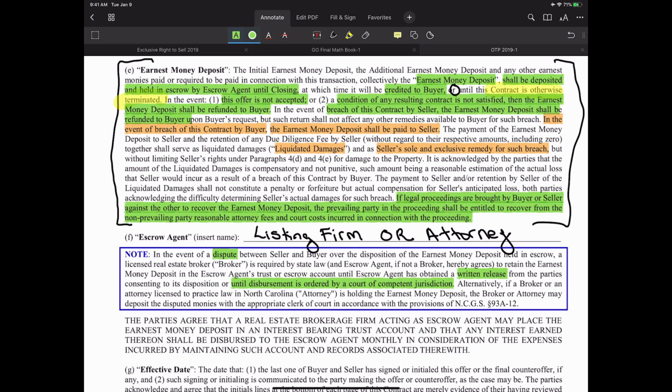And then there is a third remedy as well, where we will simply hold the money. We will give both parties notice, and then we'll hold the money for 90 days. At that point, if there's no agreement, we'll just turn it over to the clerk of court, and they can fight it out with the clerk of court at that time.